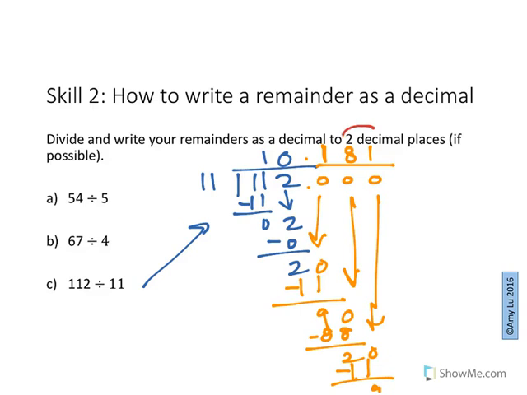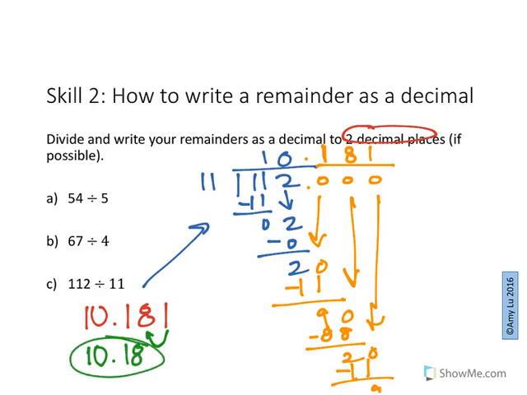Now I want to round this to 2 decimal places. So if I have 10.181 and I want 2 decimal places, that means this 1 tells the 8 to stay. So this answer should be 10.18 when you round it off.